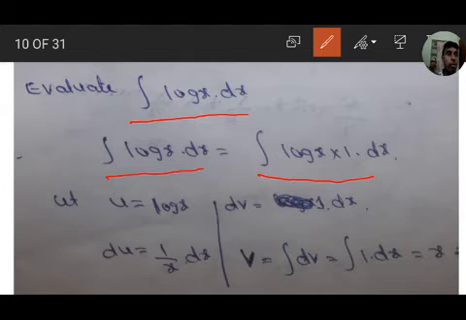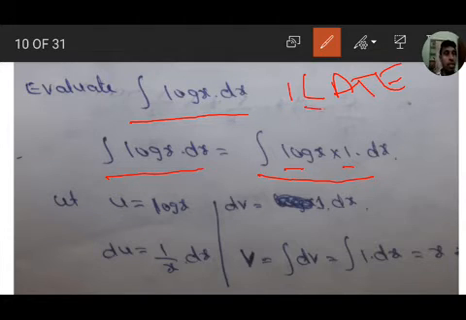Now it is a product of two functions. One is the log x function and another is the one, which is an algebraic function. Log x is a logarithmic function and one is an algebraic function. You have to take the order of ILATE. So the logarithmic function comes first, the algebraic function second. So we take the logarithmic function as u. So u equals log x and the second function dv equals 1 into dx.